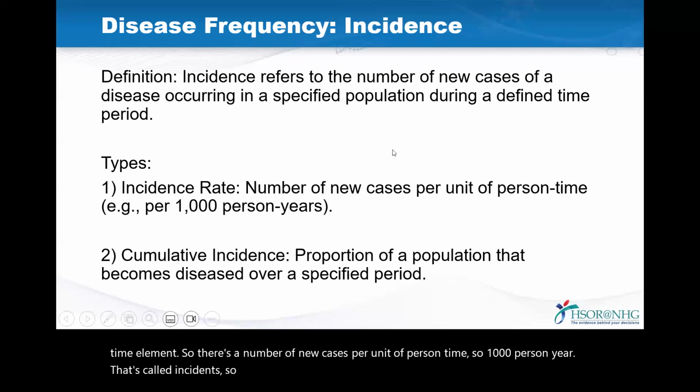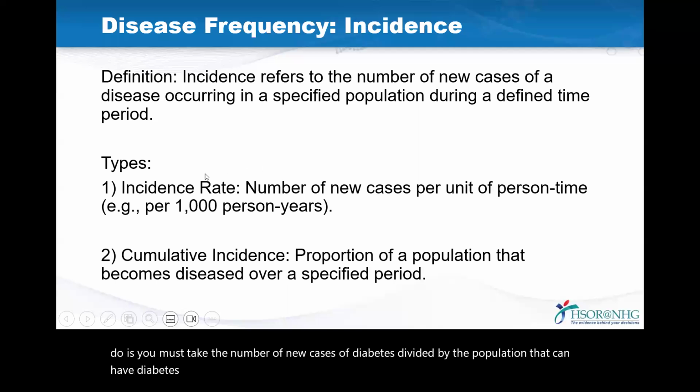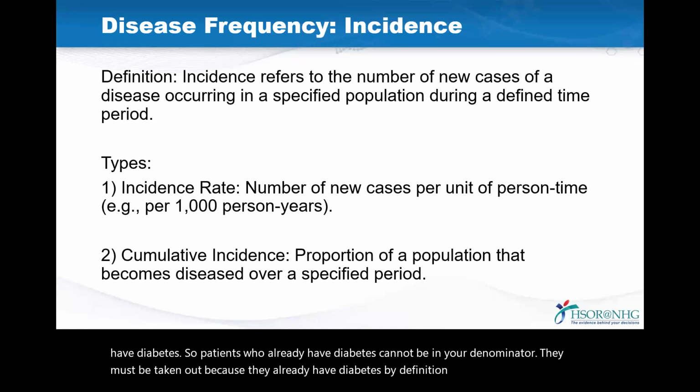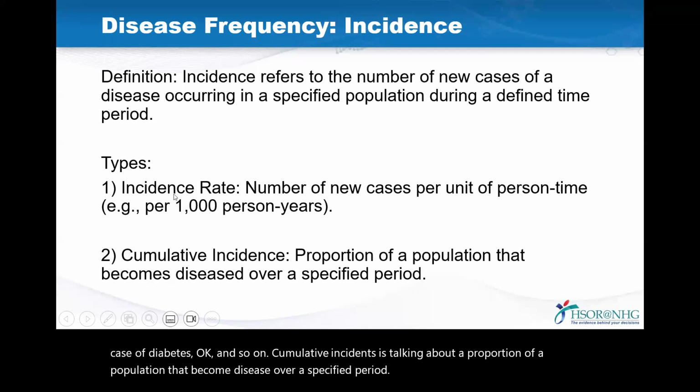So you want to look at the number of cases of diabetes. What you do is take the number of new cases of diabetes divided by the population that can have diabetes. So patients who already have diabetes cannot be in your denominator. They must be taken out because they already have diabetes. By definition, they can't have any new case of diabetes. Okay. Cumulative incidence is talking about the proportion of a population that becomes diseased over a specified period, for example, 1 year. So these are the 2 things you need to know: incidence rate and cumulative incidence.